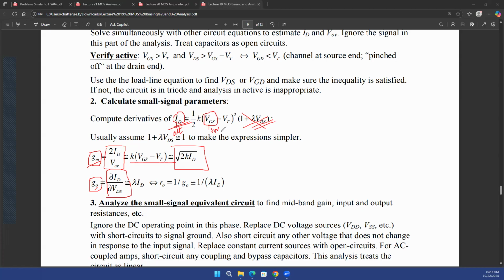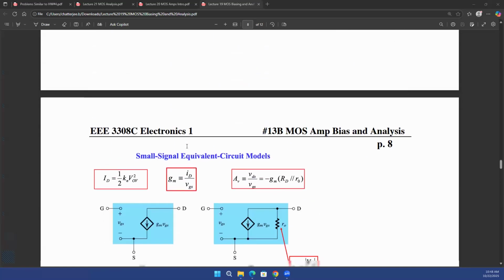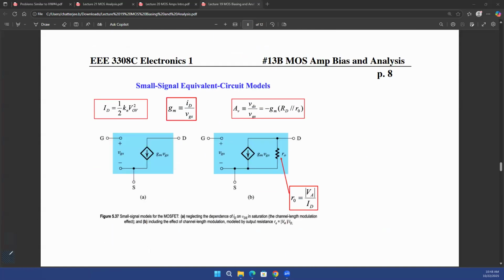And we have also proved this, that if you take a derivative of ID with respect to VDS, you'll get lambda ID, or almost equal to lambda ID, which means RO, which is 1 upon GO, is going to be 1 over lambda ID. Where are we going to use these equations? We already saw that the basic equation for gain is over here. So these are the small signal models, or the AC analysis models of the transistor.